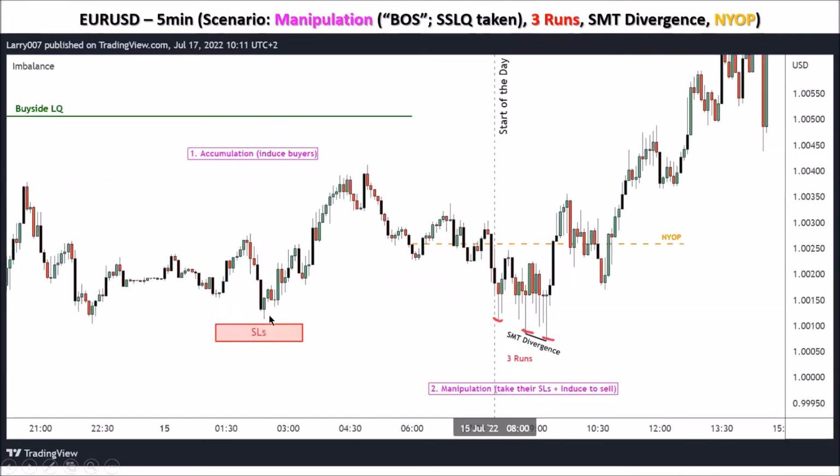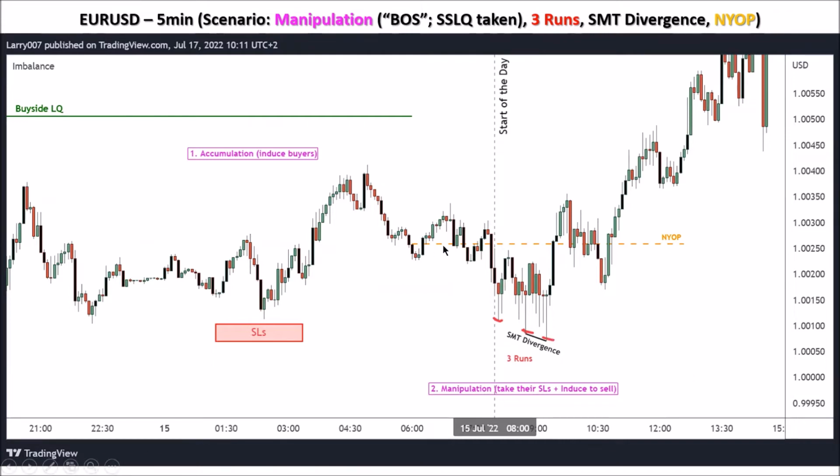Okay, we have taken this low. So this was the range I was talking about in the 15 minute. We have taken the stop losses. Now I want to wait for a reversal in price, a shift in market structure, to get in for a buy.